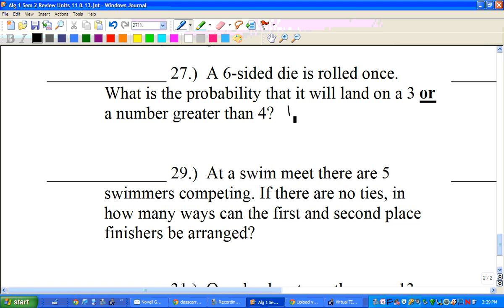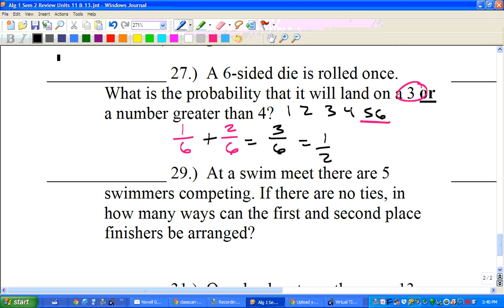Okay, a 6-sided die is rolled, so once again, 1, 2, 3, 4, 5, 6. What is the probability that it'll land on a 3 or a number greater than 4? So, well, a 3 is 1 out of 6, and there are 2 numbers greater than 4. So let's add those up. We get 3 over 6, which reduces to 1/2. If we were to write that as a decimal, that would be 0.5.